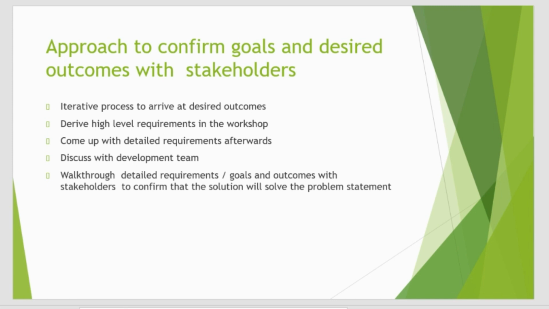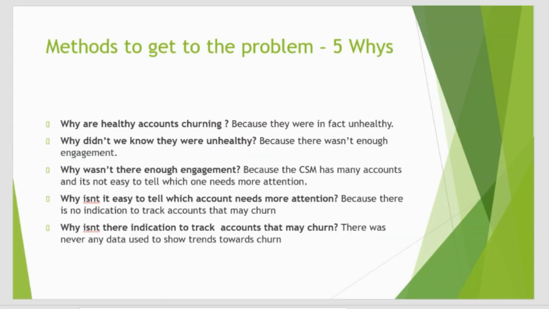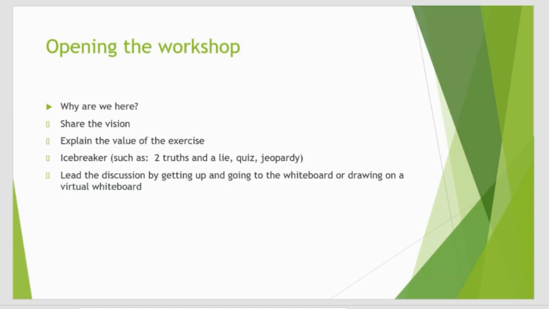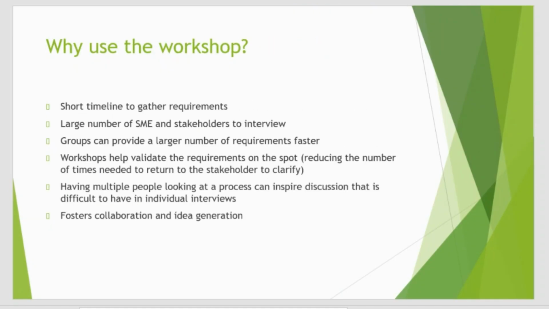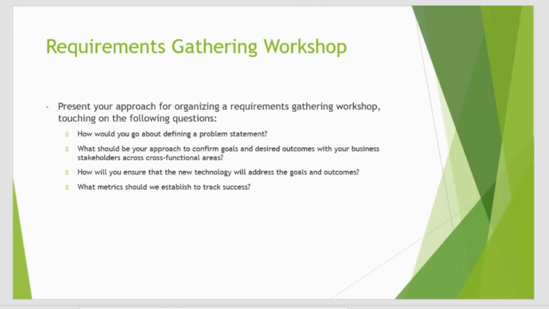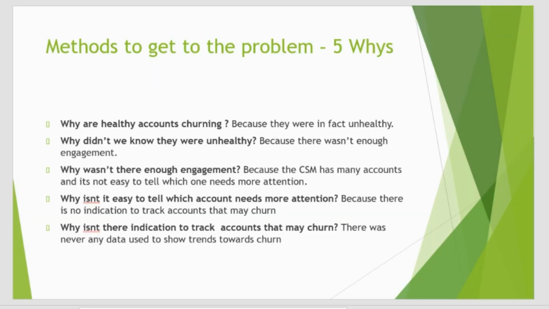So by this time, you have answered. Let me go back to the main question. So by this time, you've answered your approach to organize the workshop, the problem statement. Now you need to answer the approach to confirm goals and desired outcomes with your business stakeholders across cross-functional areas. How do you do that? So let's go back to that slide.